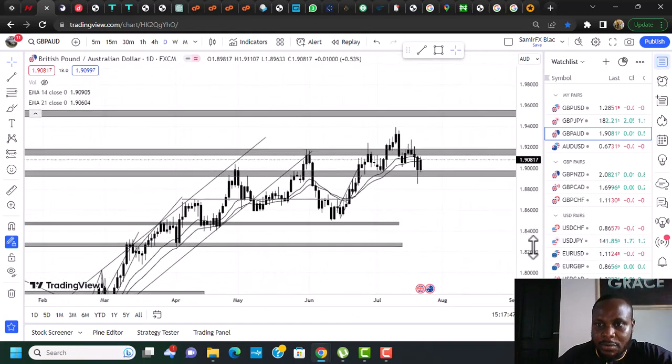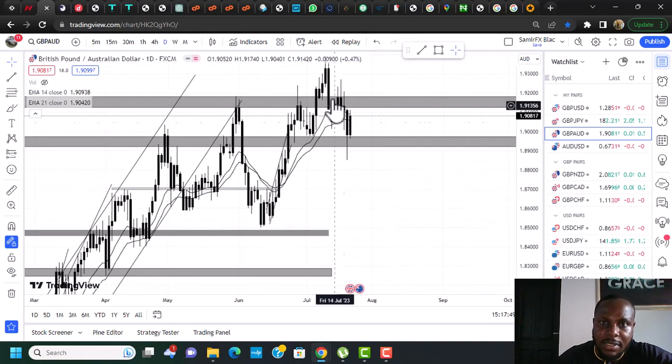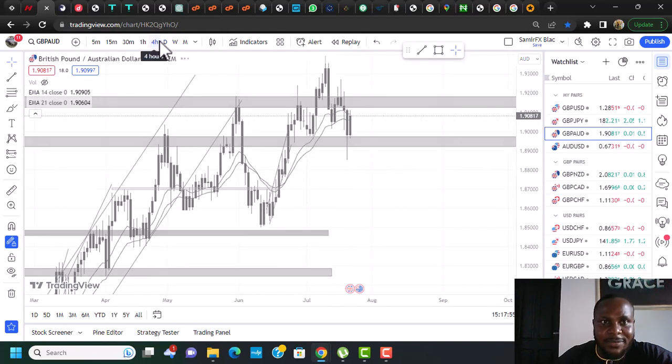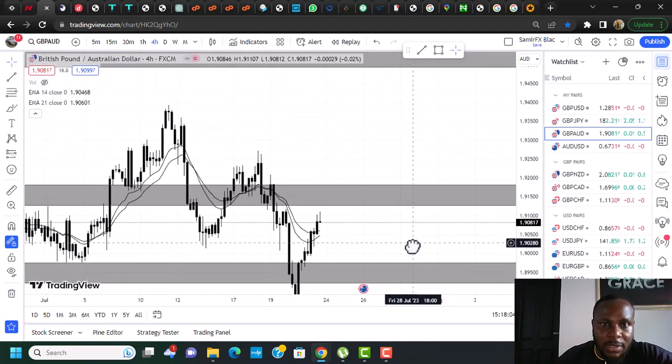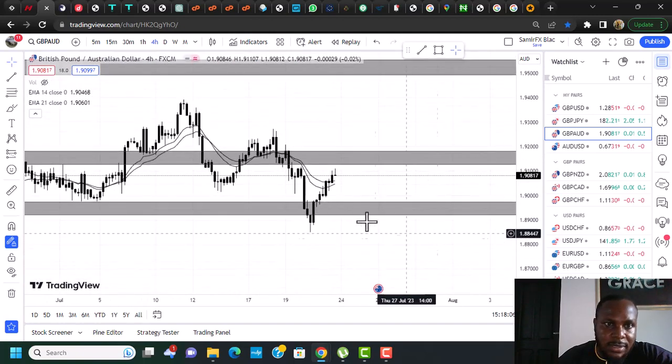However, I will not be entering into this market. The reason being that it's in a kind of consolidation phase. It's not giving any clear movement direction. Let's see if we drop down to the 4 hour. So actually we can take a risky sell here.